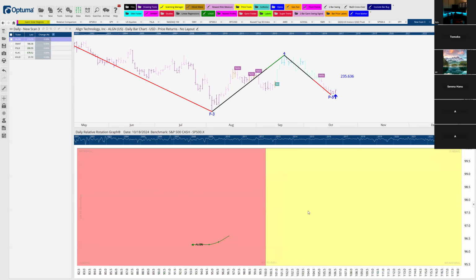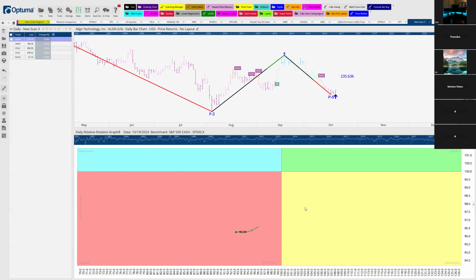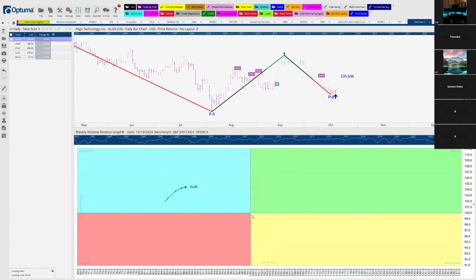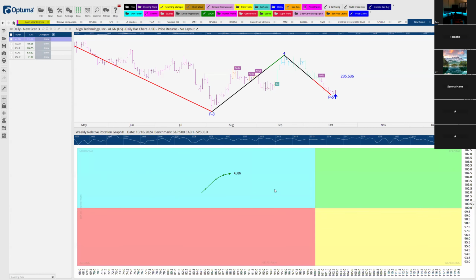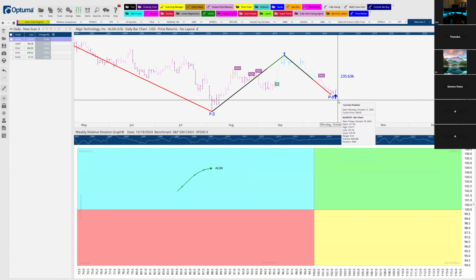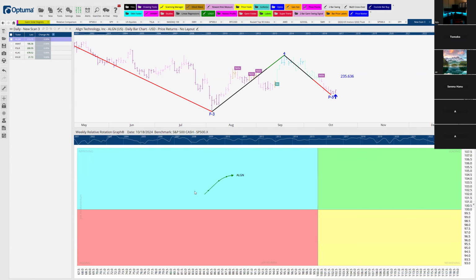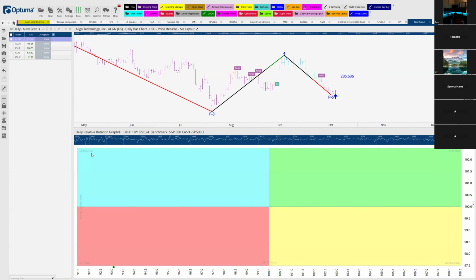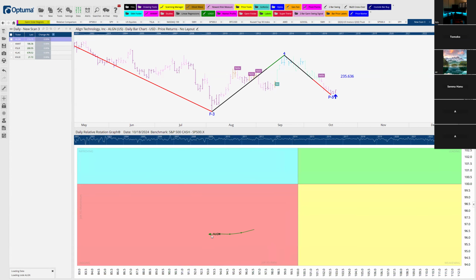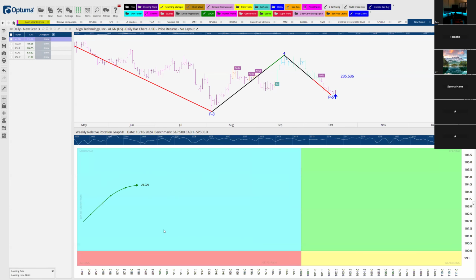I like this one. I don't think I ever traded this stock before, but oh, weekly looks good. You see, this is good. Weekly looks good. It's just the rotation in the daily needs to curve. Makes a curve like this. Daily is already ready. Weekly is already ready. Right there.